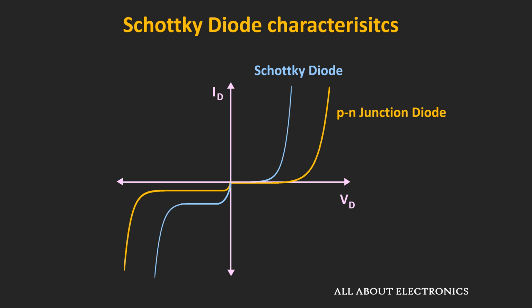So here, the VI characteristic of the Schottky diode and the PN junction diode has been shown. And as you can see, the threshold voltage or the forward voltage drop of the Schottky diode is less than this PN junction diode. And this low voltage drop has advantages in many applications, particularly in the high power applications.